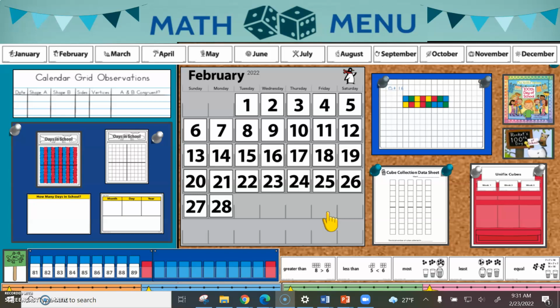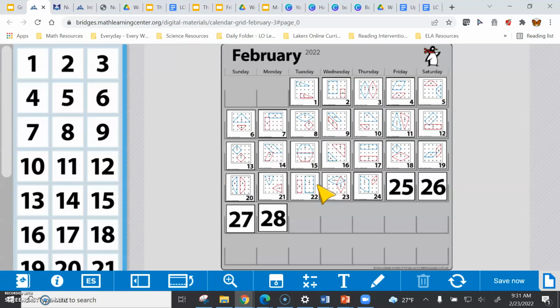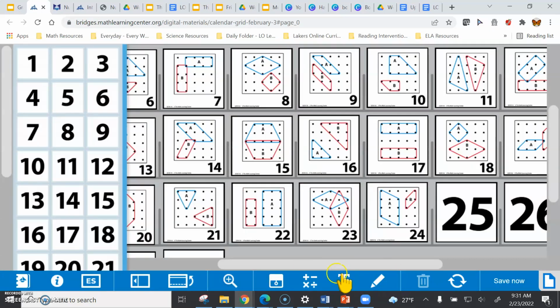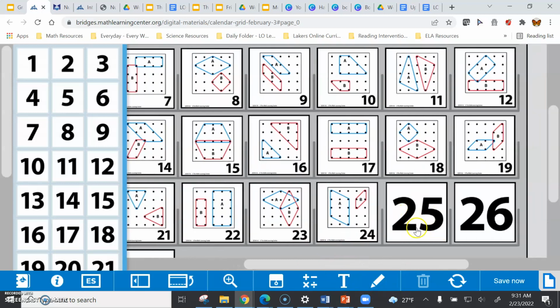Let's find out what is on our number corner. Here we go. We have our card for the day, and we've been talking about congruent shapes all month long.